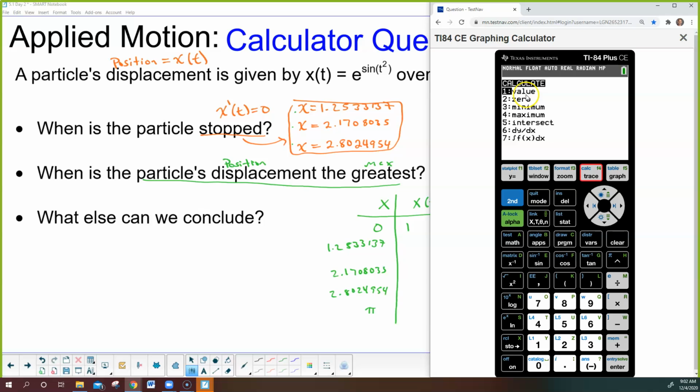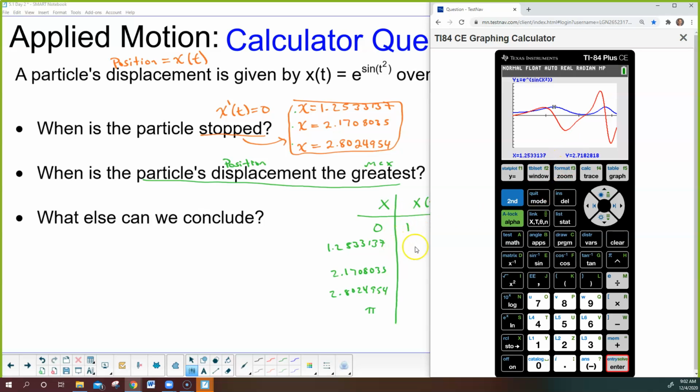So go second calc. Now we're going to do value, but this time I want the decimal 1.253, and it is a good idea to type in the entire decimal that they give you. That's your entire zero from above. Hit enter. So notice here's your maximum, 2.71882818. Okay, and then we're going to do the same thing for the other points.